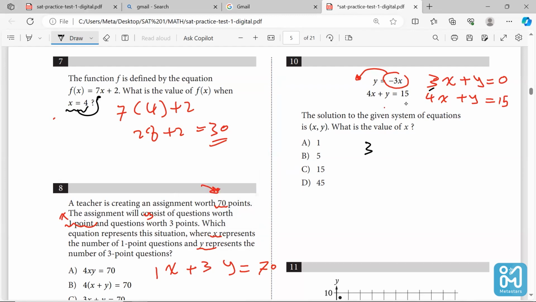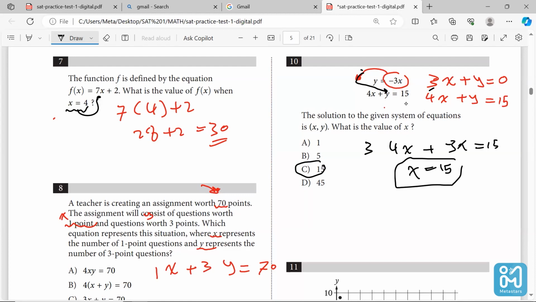So I have 3x. Oh, no need. Plug in this one here instead of y. So I have 4x plus negative 3x. Okay? x equals 15. So x, it's going to be what? 15. That's it. In one step, you can solve it without a calculator. It's going to be easier. Just substitute this one here.